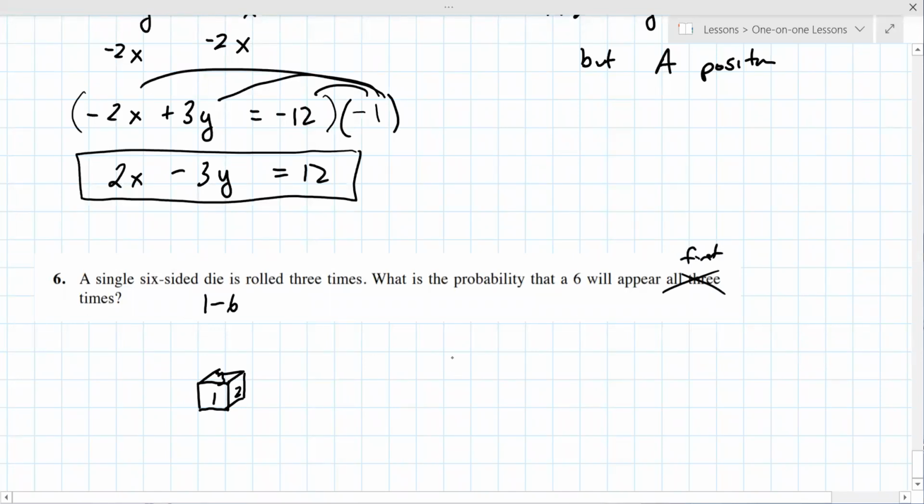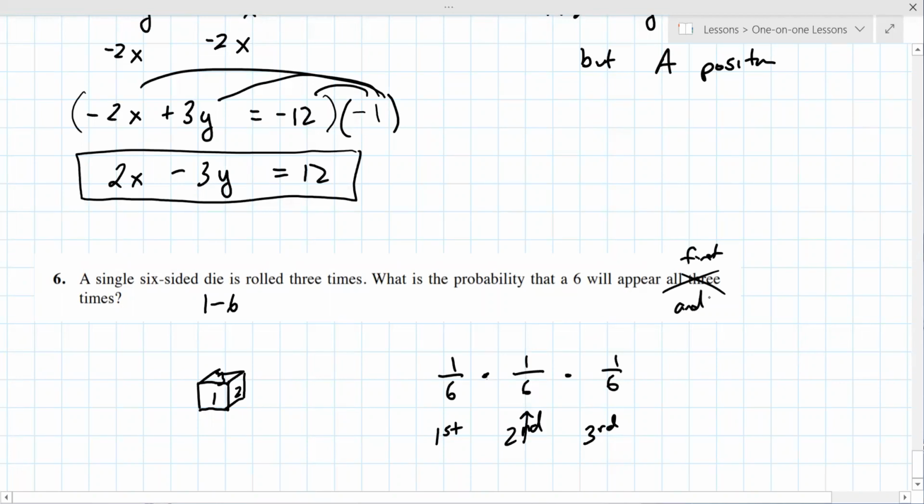1/6, right? And how about the second time? 1/6. Sometimes we try to think of a way it can't be the same, but it is. Every time you roll a die, it's the same each time. So the third time, what's the probability of rolling a 6? 1/6.